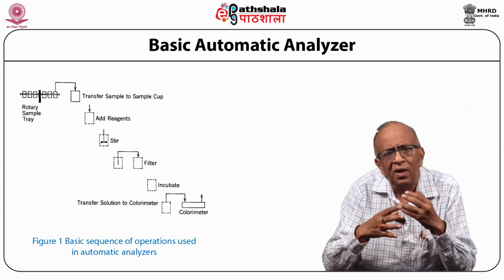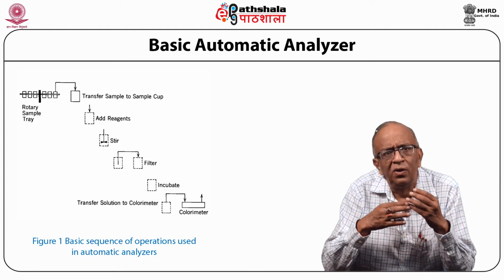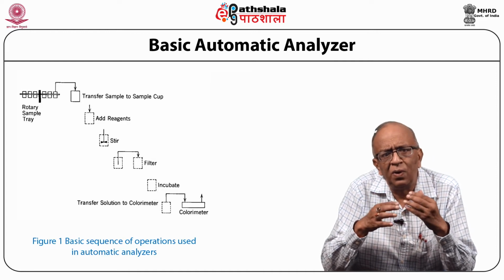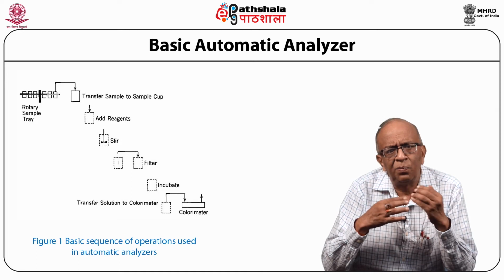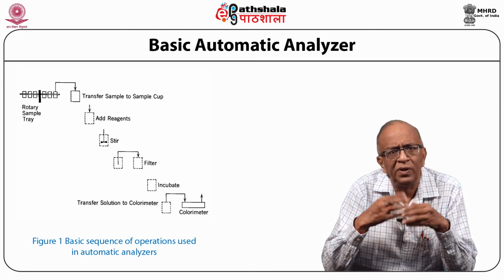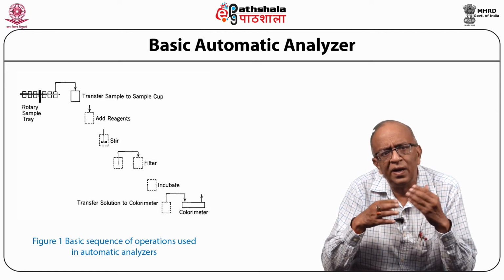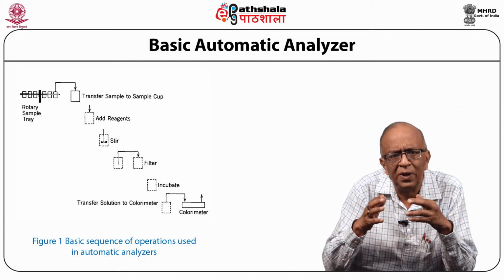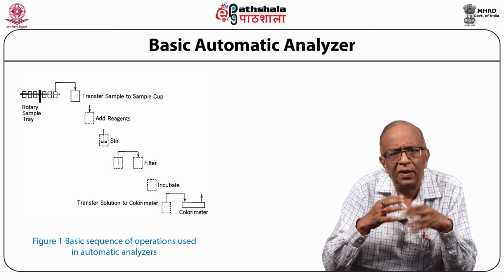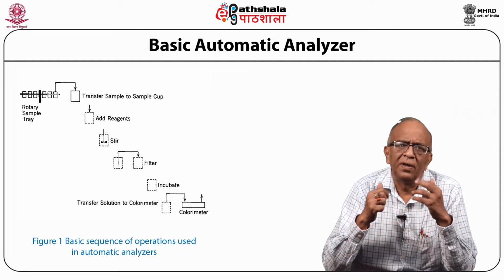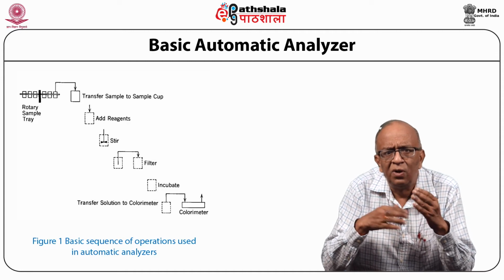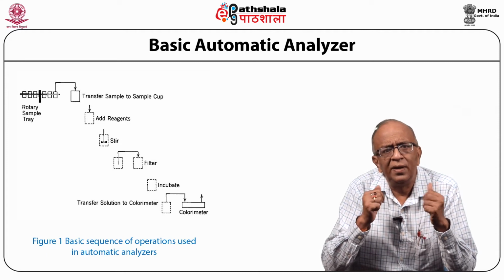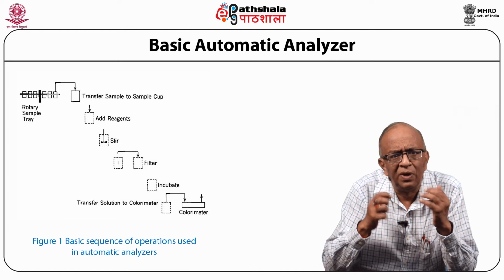Transfer of a fixed aliquot of one of the samples to a sample cup. The cup with the sample aliquot then moves to the next position where predetermined amounts of the reagents are added, then stirring and, if necessary, filtration takes place. The sample cup now moves into an incubator to develop color characteristic of the sample component of interest. Sufficient time is allowed for color development. The sample is transferred to a colorimeter and intensity of color is measured at a fixed wavelength.